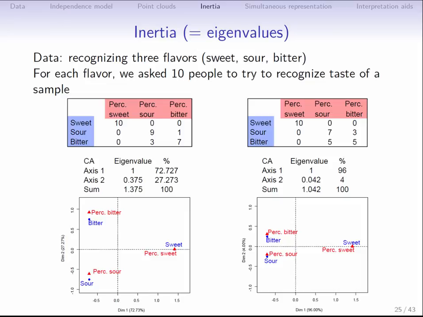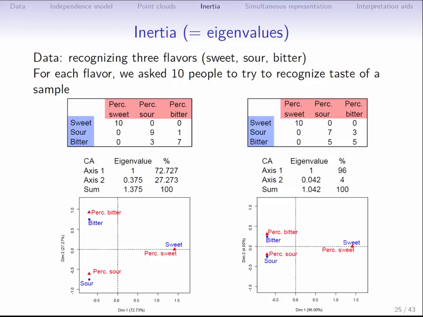We see that in both, the second dimension is always showing the same thing. It's separating bitter and perceived bitterness from sour and perceived sourness. So basically, the second dimension means the same thing in both examples. It's showing that bitter is mostly perceived as bitter and sour as sour.